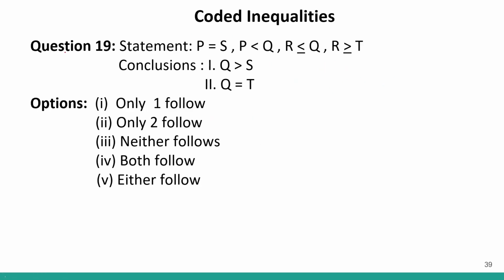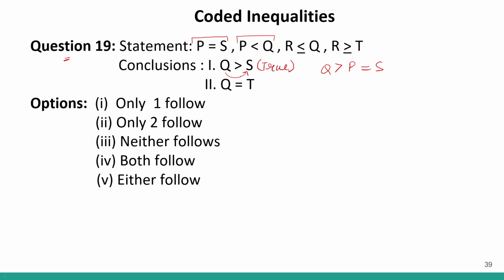Now coming to question number 19. If I see the first statement, Q is greater than S. So we have to move from Q to S. I can see a relationship between Q and P, and a relationship between P and S. So basically it is given to us that Q is greater than P and is equal to S. So definitely Q will be greater than S. So this will be true.